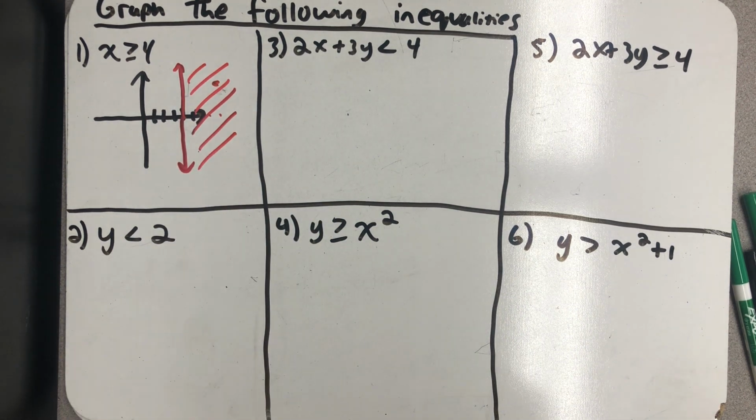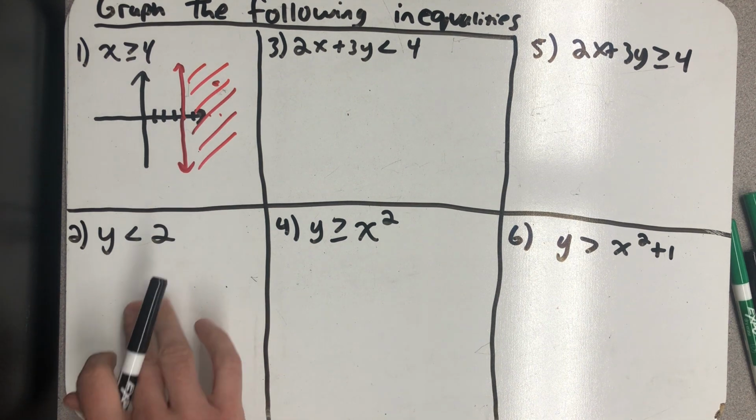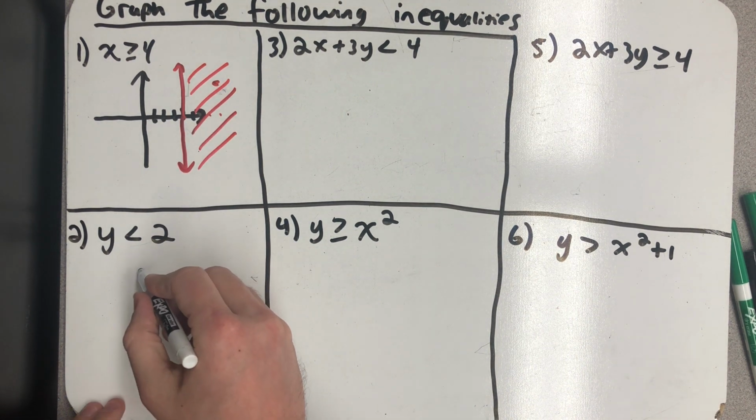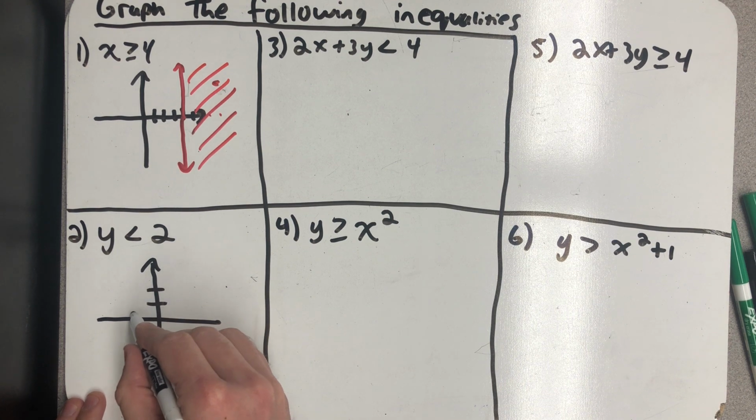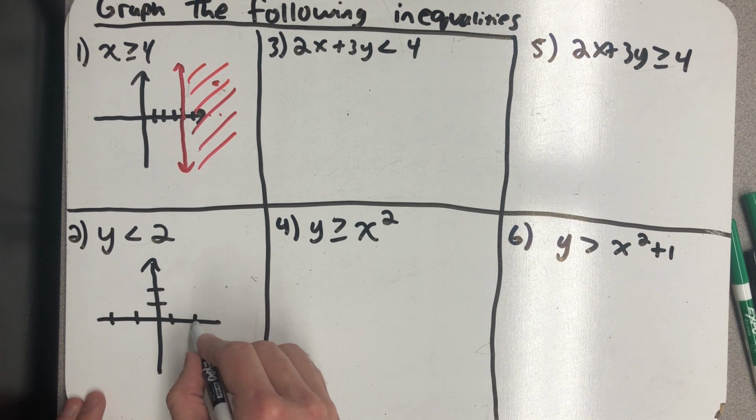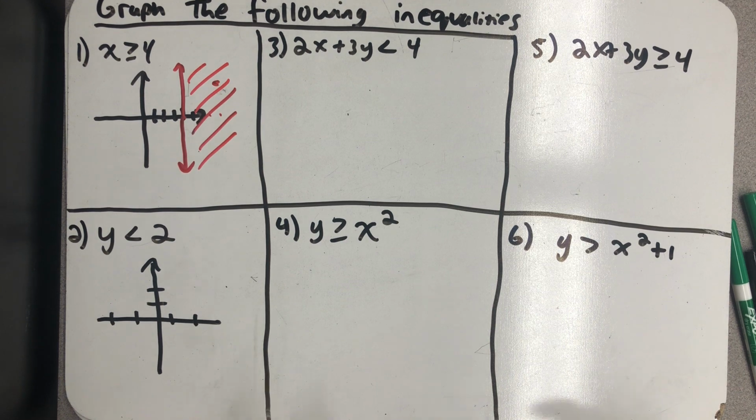Moving on to the next one, y this time is less than 2. Again, I start by graphing an equation. I'm going to start by graphing y is equal to 2, but this time with a dotted line, because my inequality doesn't contain the condition of equality. There is no equal to.